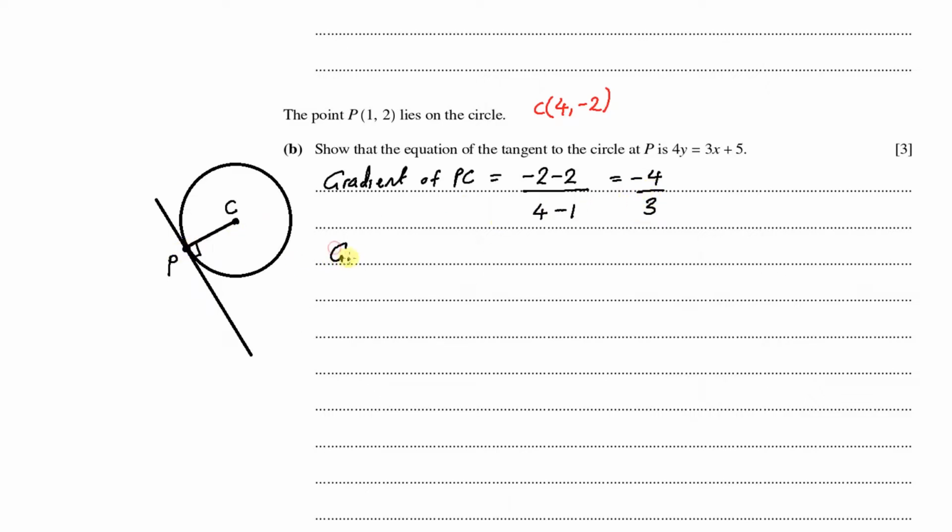So therefore, we can deduce the gradient of the tangent, which has to be the negative reciprocal of minus 4 over 3. So it comes out as 3/4. Remember, the products of the gradients of perpendicular lines should multiply to give us minus 1.